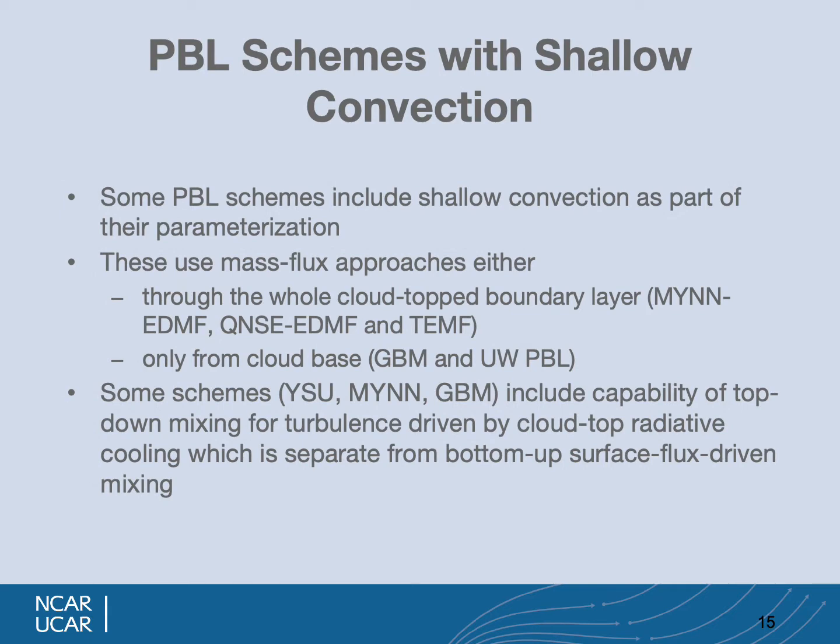Some schemes include shallow convection as part of their parameterization. Most of the schemes treat boundary layer mixing as dry and don't have any consideration of latent heat release, but some options do. And these use a mass flux approach, either through the whole cloud top boundary layer, so the thermals are deep from the surface through the cloud layer, or only from cloud base, where they treat the saturated eddies at the top of the boundary layer. So there's a couple of different ways of doing mass flux approaches within the WRF options.